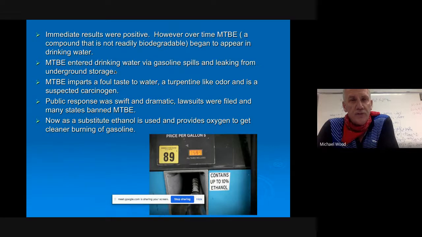It imparts a foul taste to water, a turpentine-like odor, and is a suspected carcinogen. So the public response was, of course, swift and dramatic. Lawsuits were filed, and many states banned MTBE. Now they use ethanol. Next time you get gas, look on the pump and see if you see that. And this is, again, to get gasoline to burn better.